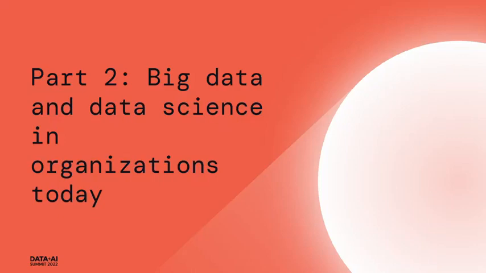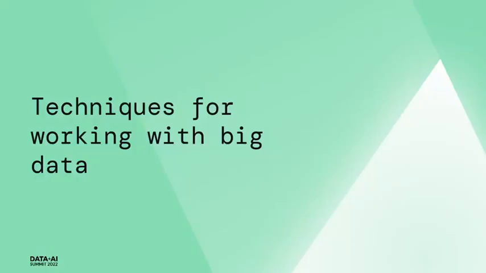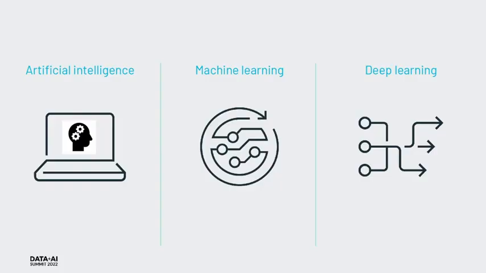All right, we're now to part two. In part two, we're going to talk about some important big data concepts and how these concepts fit into your organization. We'll start off with some terms that are thrown around a lot, sometimes interchangeably. To start, let's review the relationship between artificial intelligence, or AI, machine learning, and deep learning, as these terms are often used interchangeably, but mean slightly different things.